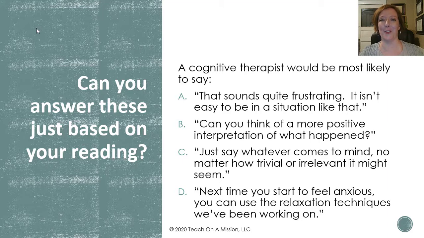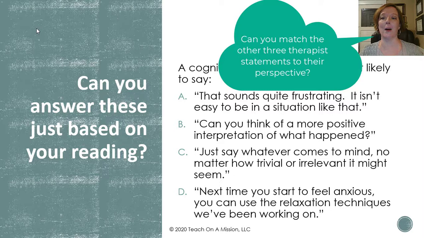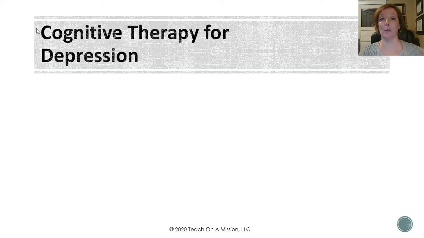Hopefully by now that we've gone through all of the different types of therapies, you should be able to correctly identify that it's the interpretation that the person is using for the scenario. So correct answer is B. Can you think of a more positive interpretation of what happened? Cognitive therapy is used for depression.